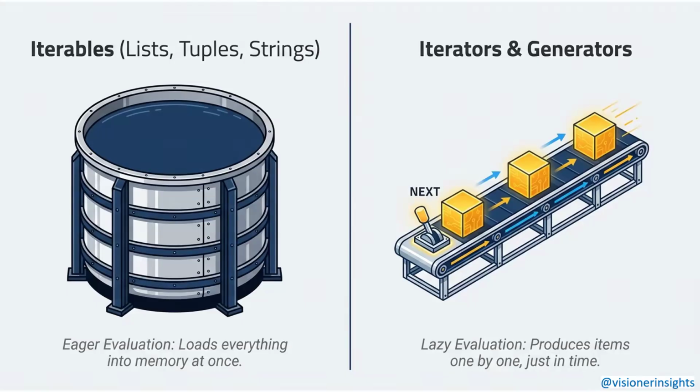But on the right, we have the lazy evaluation approach, using iterators and generators. This is essentially a conveyor belt. It produces items one by one, just in time, exactly when you need them, keeping your memory completely free.